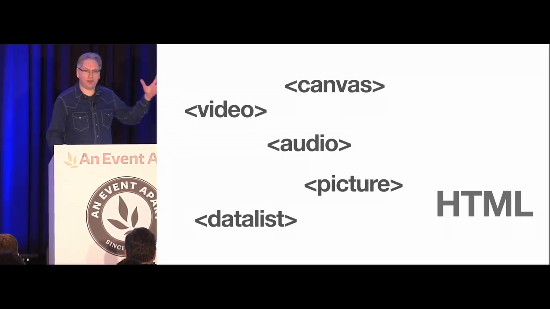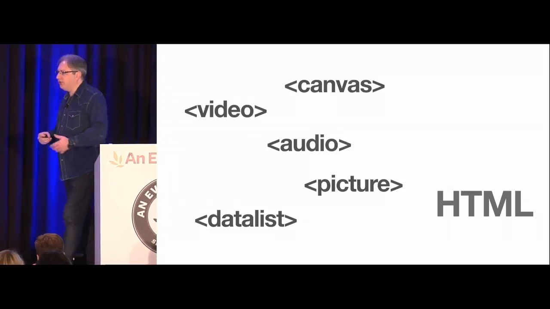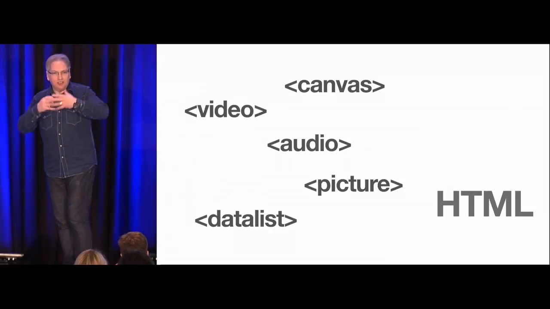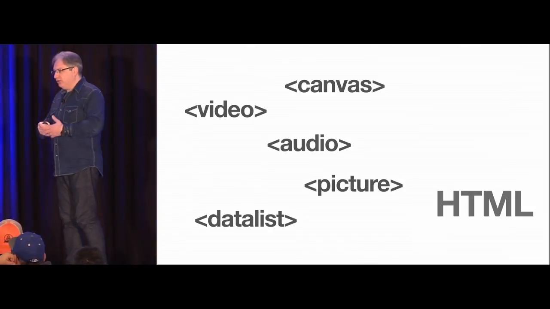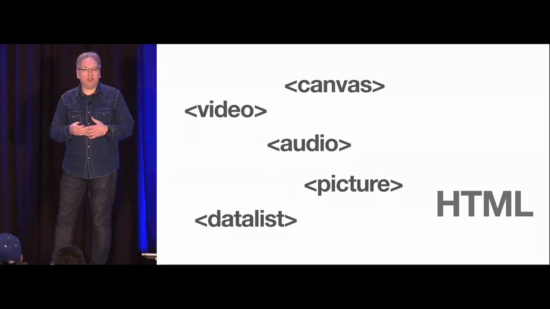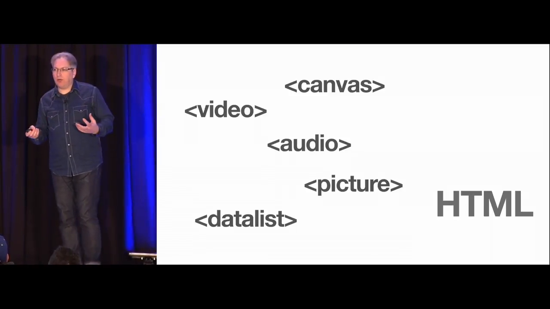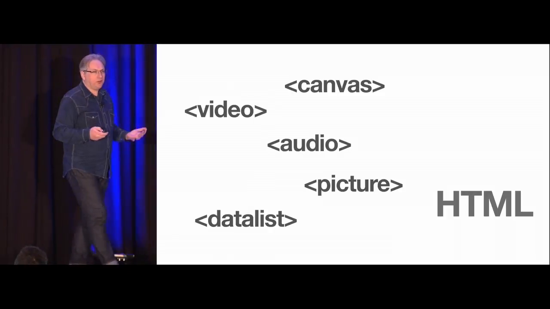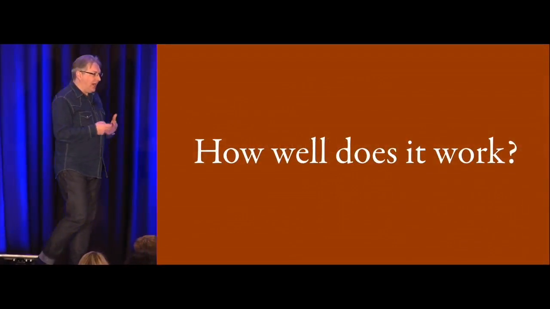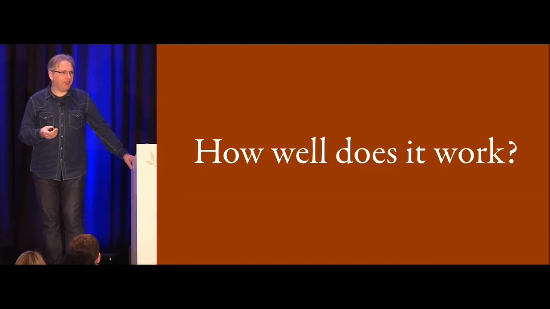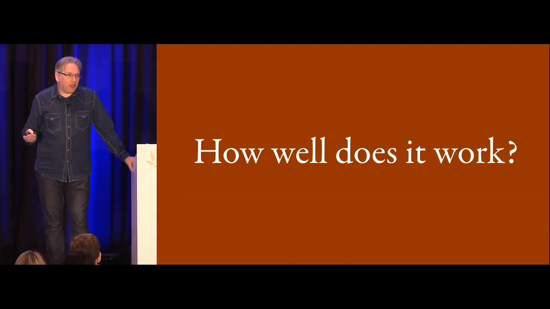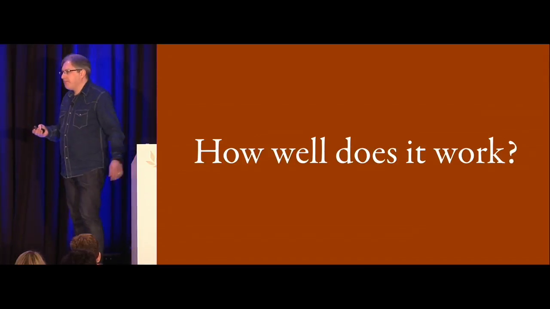Now, whenever you're confronted with something new on the web, a new HTML element, a new CSS property, a new JavaScript API, you want to evaluate it. You want to decide whether it's worth your while using it. And the first question you'd ask, and it's a good question, is how well does it work? So you might look at Canvas or video or audio, any of these things, and say, how well do they work? And they work okay. I mean, they're fine. They're probably not the best things, but they work fine.